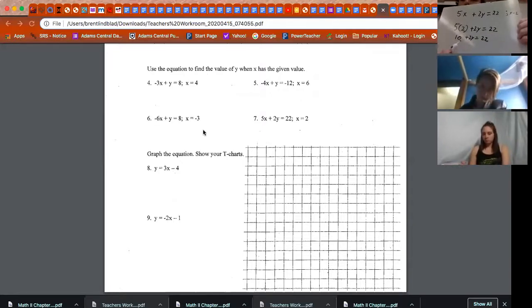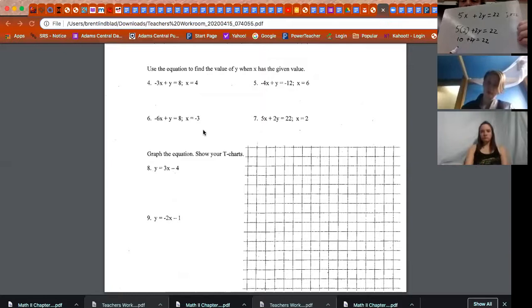Now, I isolate my 2y by getting rid of 10. How do I do that? Opposite operation, which means I'm going to do what? What do you think we need to do here? One of you two answer for me.